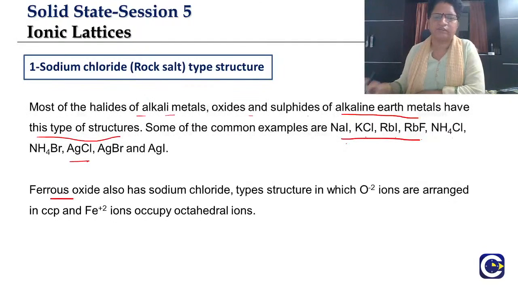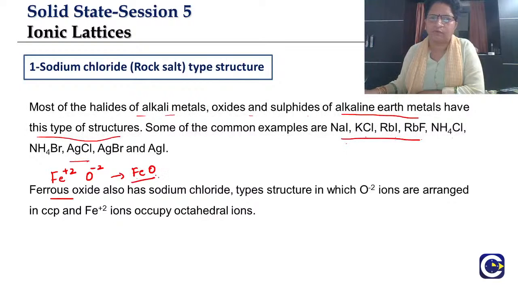ferrous oxide. Ferrous oxide, what is the formula? Ferrous is Fe plus 2, oxide is O minus 2. So what should be the formula? FeO is ferrous oxide. Again we are getting the formula as 1:1.